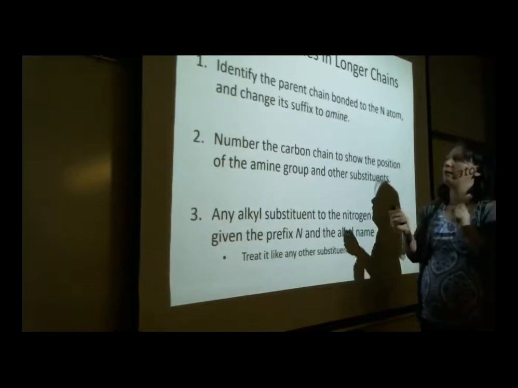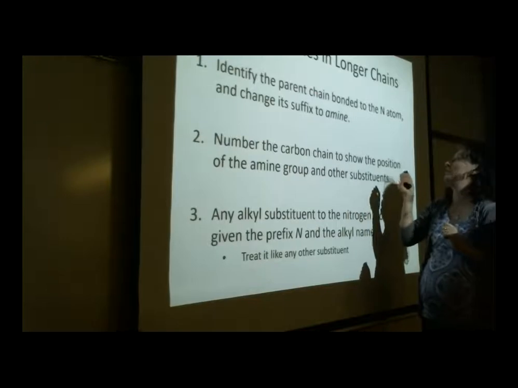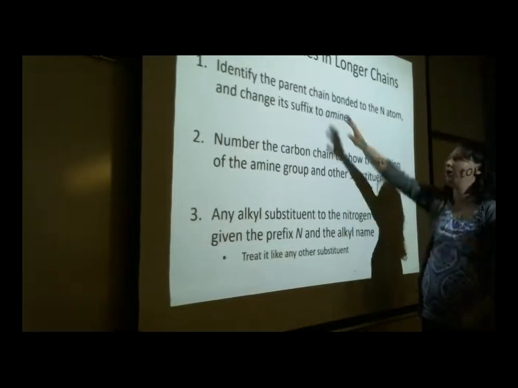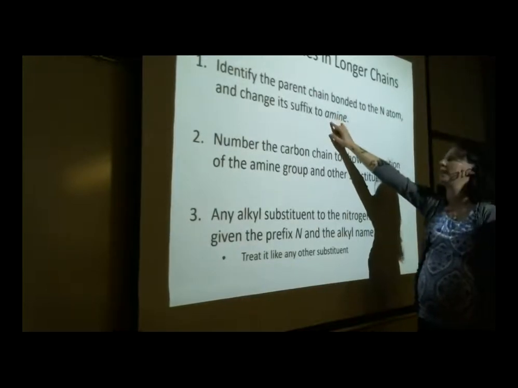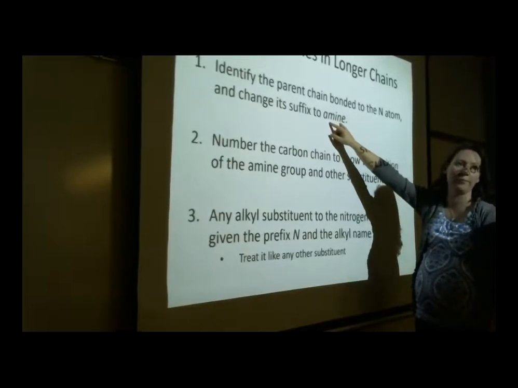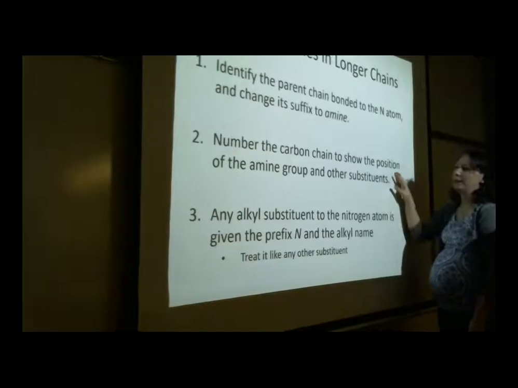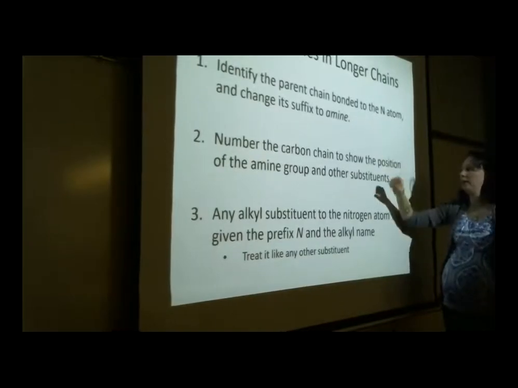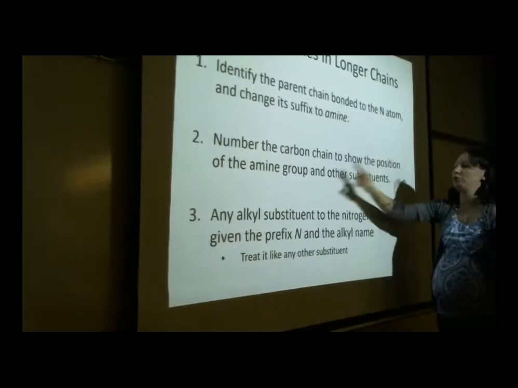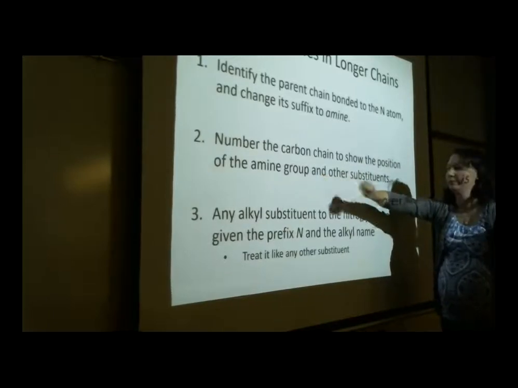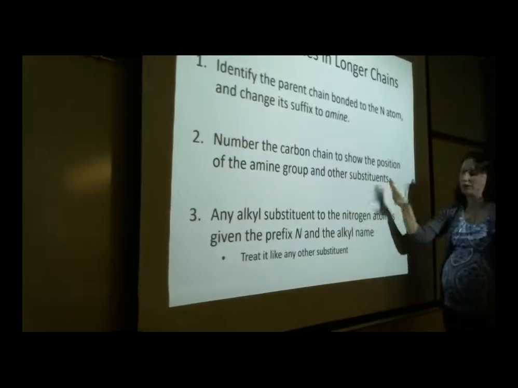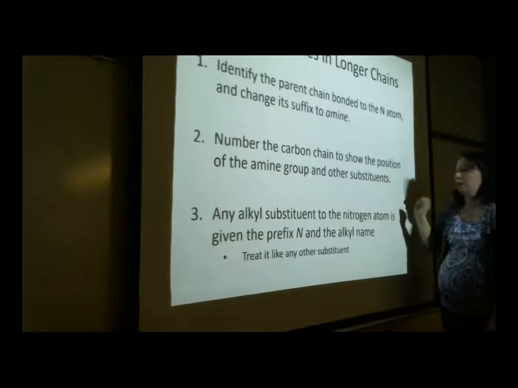That's what we're talking about here, okay? You need to figure out the longest chain that's attached to the nitrogen atom. And you're going to call it the parent. So it's the one whose suffix is going to become amine, okay? And I'll show you some examples of this. And then we're going to number that parent chain to show the position of where the nitrogen atom is, plus any other substituents if there's a chlorine or whatever.